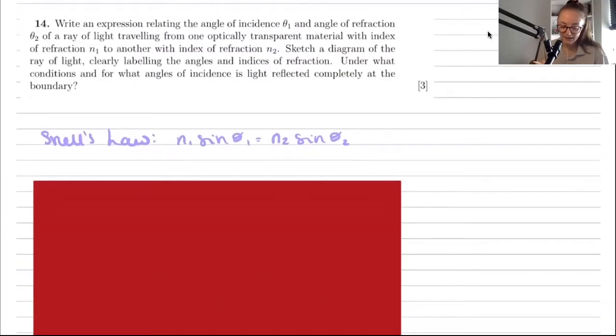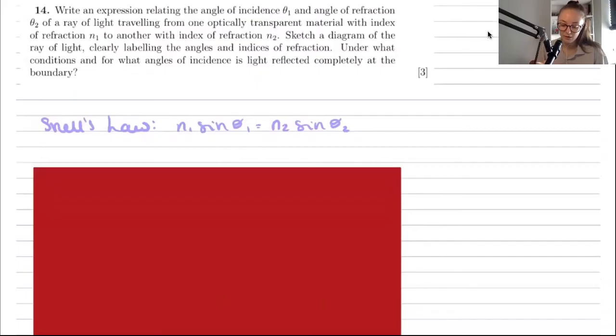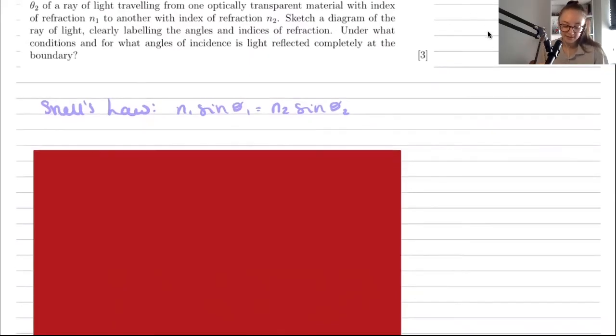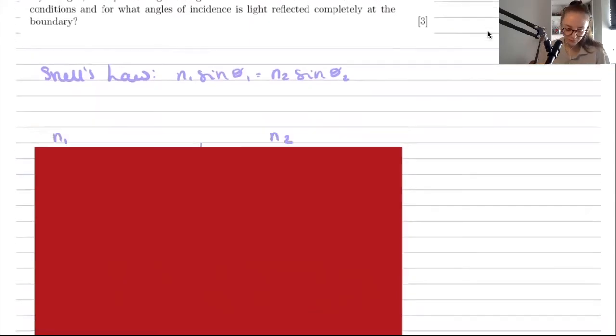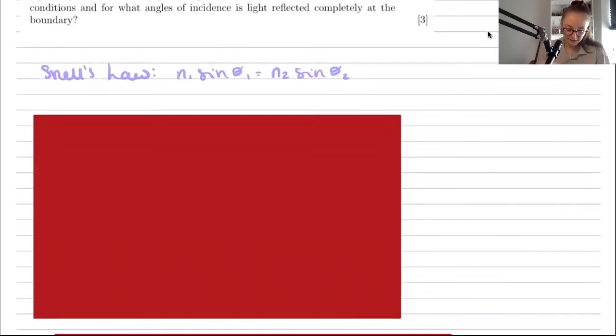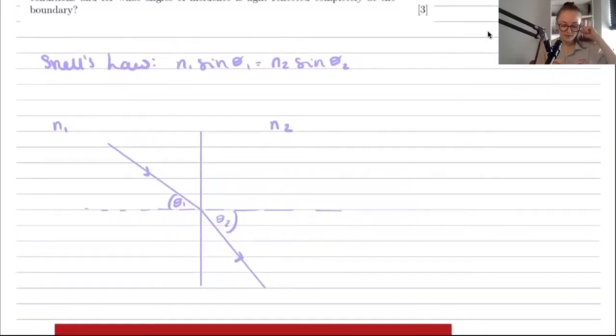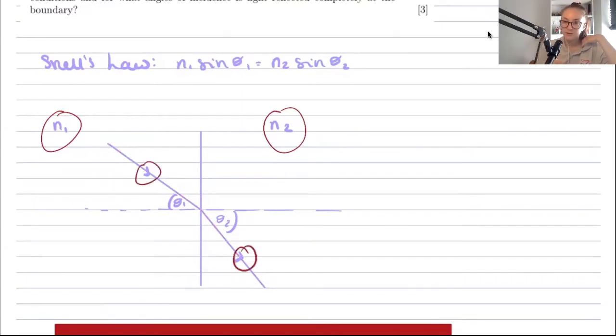And then next they want us to sketch a diagram of the ray, clearly labeling the angles and indices of refraction. And they want us to say under what conditions the light is completely reflected inwards at the boundary. So here's a little sketch here. We have this ray of light traveling from, I decided to go from, a more optically dense substance to a less optically dense substance. And you can see that because this ray here is traveling slower than this ray here.